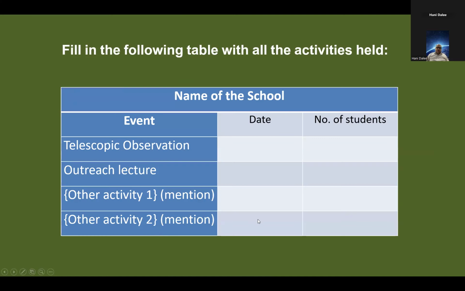Okay, what you are supposed to do, you have to tell me that this event is a telescopic observation, write the date and the number of students. The number of students is very important. Round it to 5. It's okay. If they are 22, make them 20. If they are 53, make them 55, and so on. Please, if you are giving a lecture or a talk, write the date and the number of students. If you are repeating this lecture or repeating this telescopic observation for other students, please write in this table how many times you did.